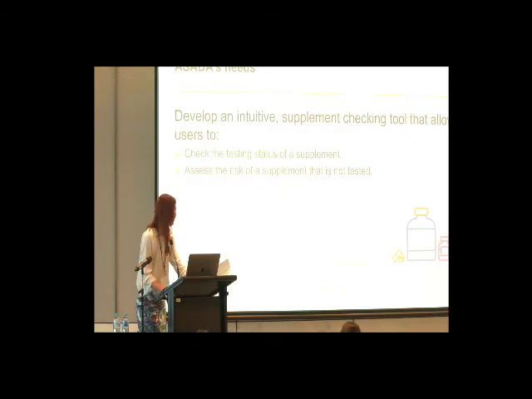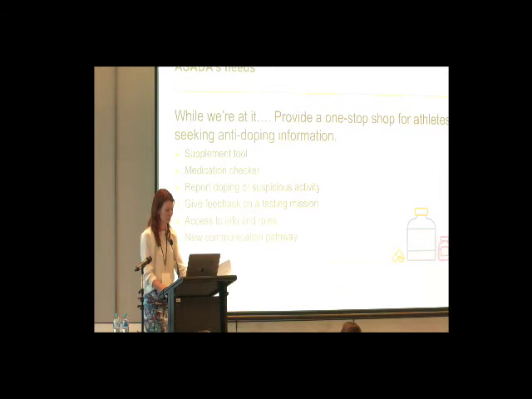So what did it need to do? We told Adelphi, we need a supplement checking tool. This is the main thing that the app needs to achieve. You need to be able to check whether it's been tested or not, whether it's one of those low-risk ones or high-risk ones. And if it's not tested, then we need a tool that they can use to assess the risk and decide whether it's high risk or low risk. So essentially giving athletes so much more information than they've ever had available to them before.